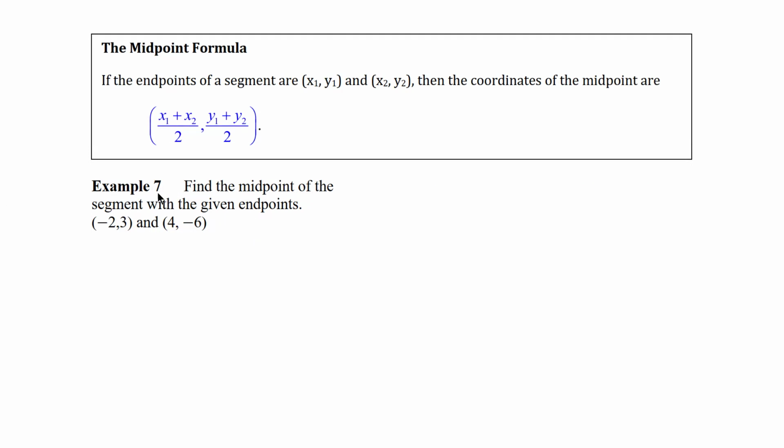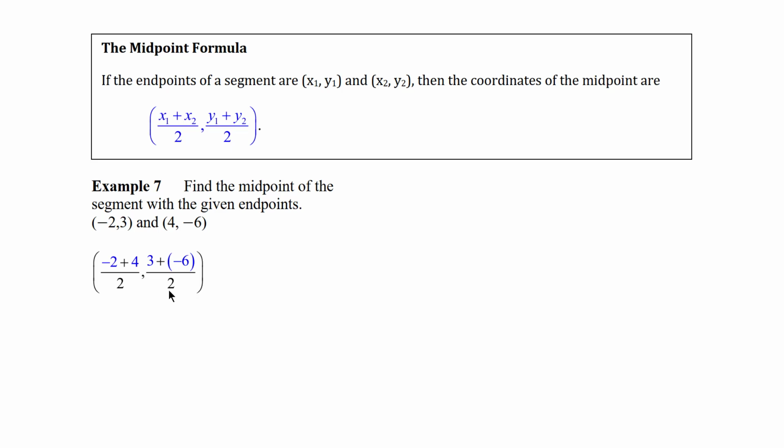In example number 7, find the midpoint of the segment with the given endpoints, (-2, 3) and (4, -6). To find the midpoint of the segment, we just take our 2 points and substitute the values into the midpoint formula. (-2, 3) is my x1, y1, and (4, -6) is my x2, y2. We get ((-2 + 4)/2, (3 + (-6))/2).